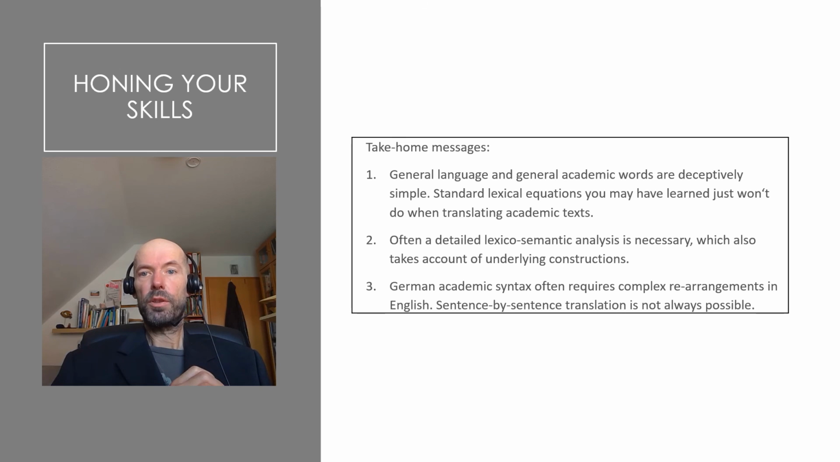First point, general language and general academic words are deceptively simple. Standard lexical equations you may have learned just won't do when translating academic texts. Second point, often a detailed lexicosemantic analysis is necessary, which also takes account of underlying constructions, as we saw with the text on globalization. And third point, German academic syntax often requires complex rearrangements in English. Sentence-by-sentence translation is not always possible.